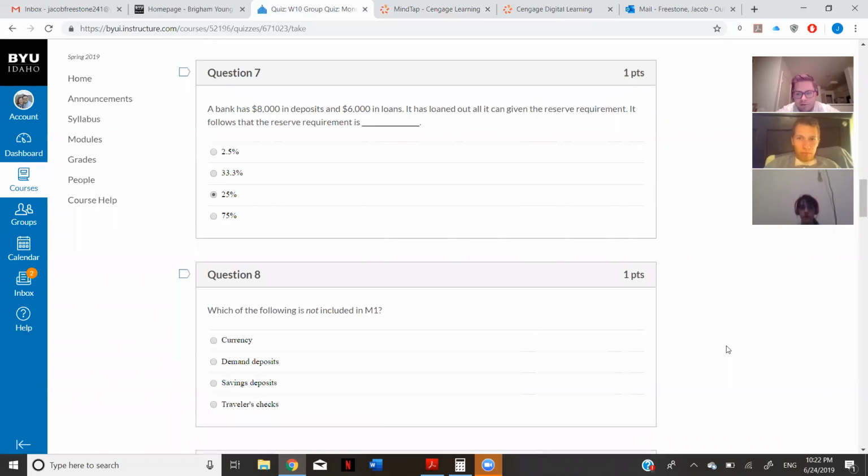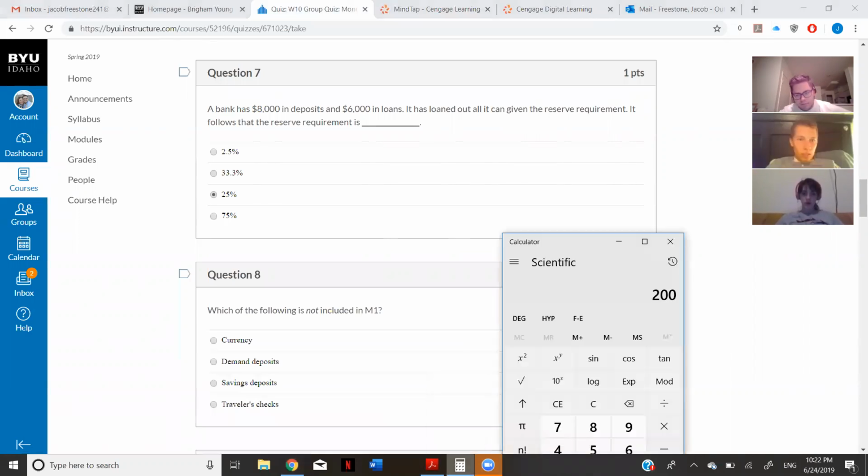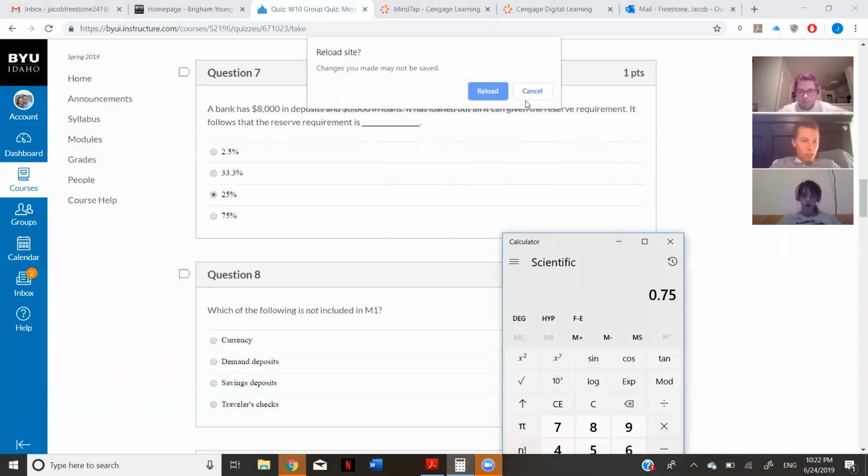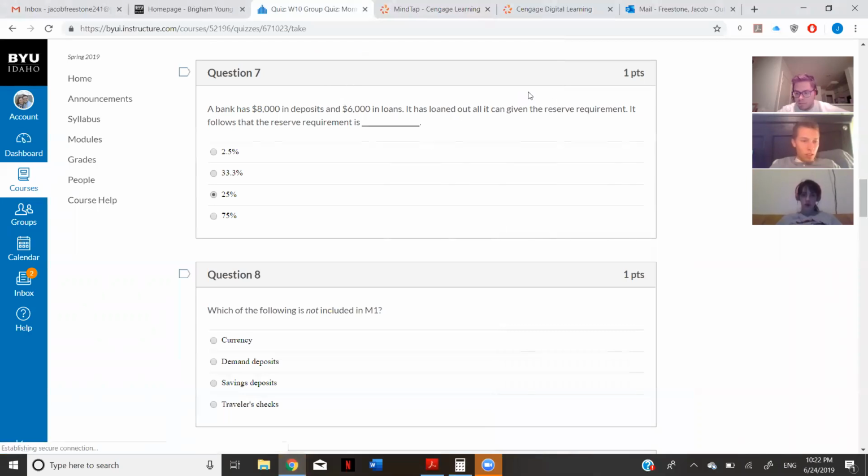Okay, question 7. A bank has 8,000 in deposits and 6,000 in loans. It has loaned out all it can given the reserve requirement. It follows that the reserve requirement is what? I got C. Great. Ivy? Yeah. Okay.